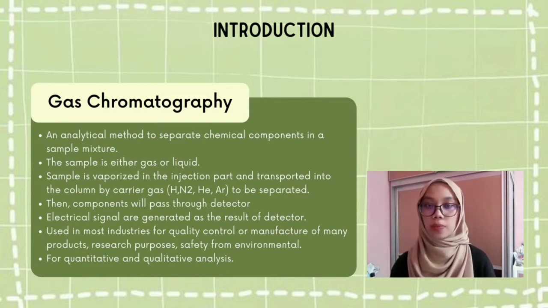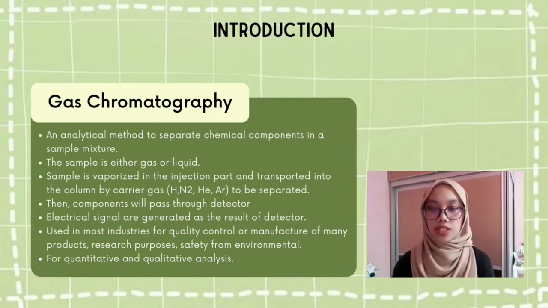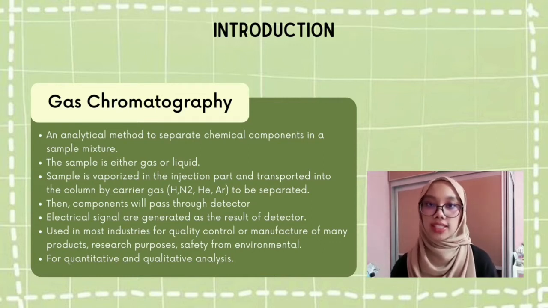Helium and argon are preferred because of low molecular weight and being chemically inert. Then the components pass through the detector, and an electrical signal is the result of the detector. Gas chromatography is widely used in most industries for quality control or manufacture of many products such as cars, chemicals and pharmaceuticals, for research purposes and for environmental safety. It is also used in quantitative and qualitative analysis.